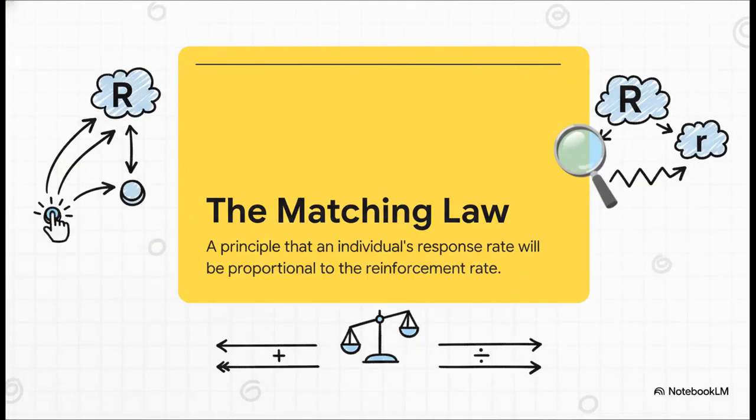So what is it exactly? Well, the formal definition, which we get from Richard Herrnstein's work way back in the 60s, is all about this amazing quantitative relationship. It says that the proportion of responses, so the amount of time or effort someone puts into one choice, is going to directly match the proportion of reinforcement they get from it. I know, it sounds a little academic, but the idea itself is incredibly precise.